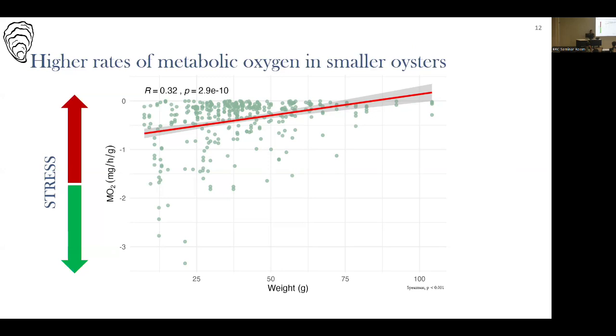And when I say smaller and larger, I'm referring to market size. So market size or sub-market size oysters.